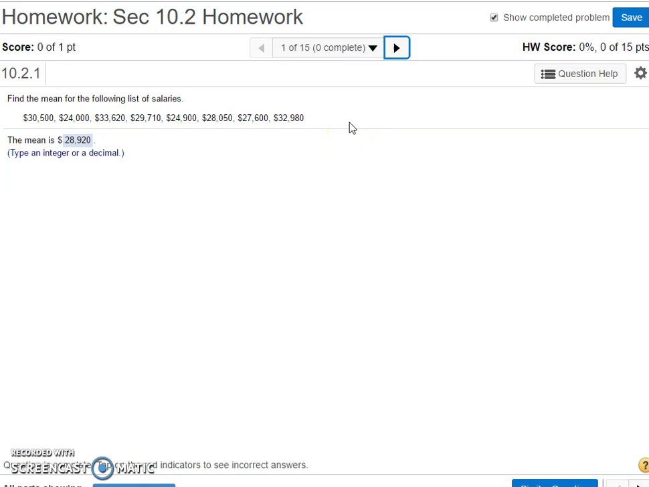Add them all up, divide by the number you have. So here I would add them all and I would divide by 1, 2, 3, 4, 5, 6, 7, 8 because I have 8 points of data.